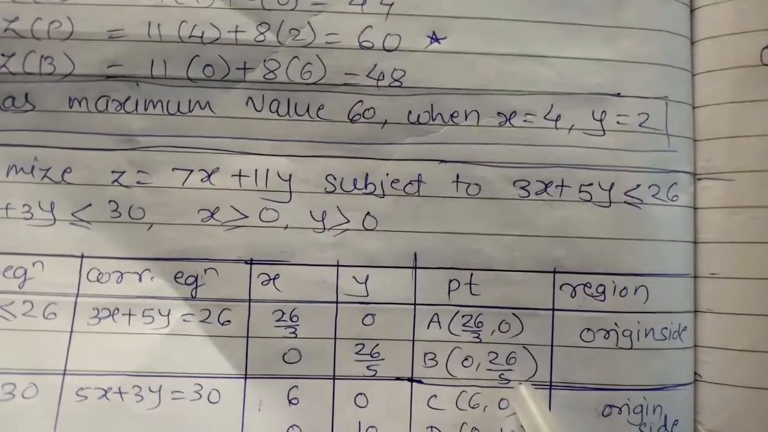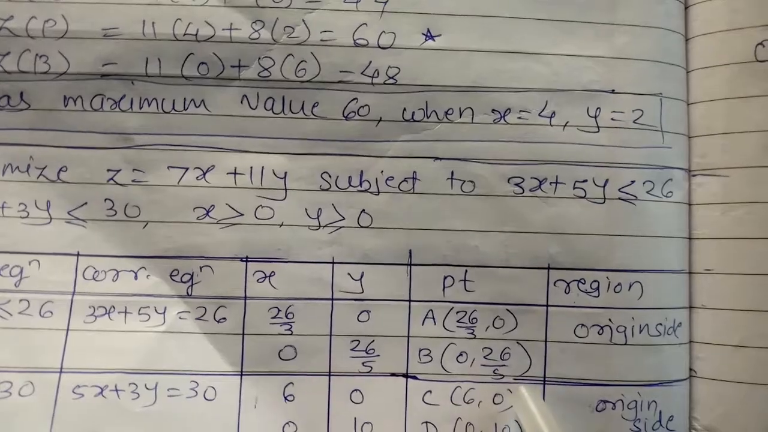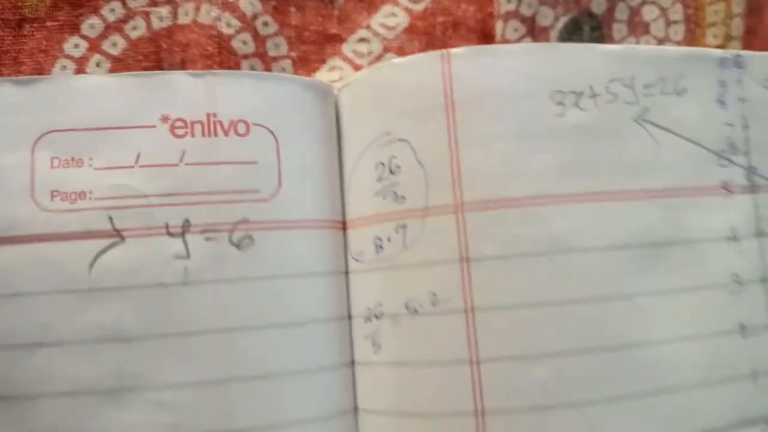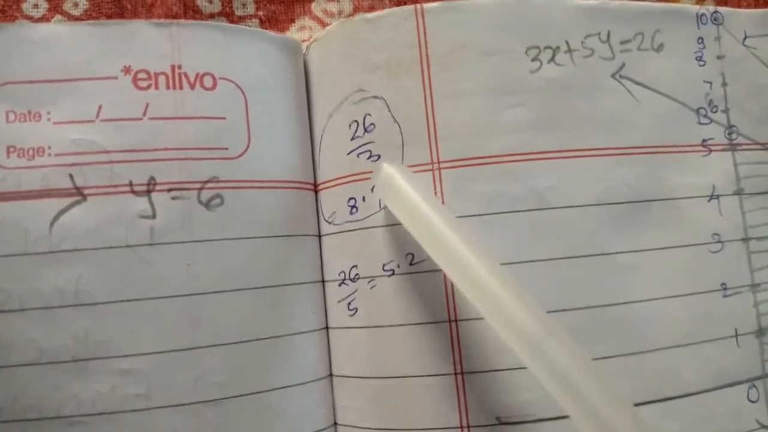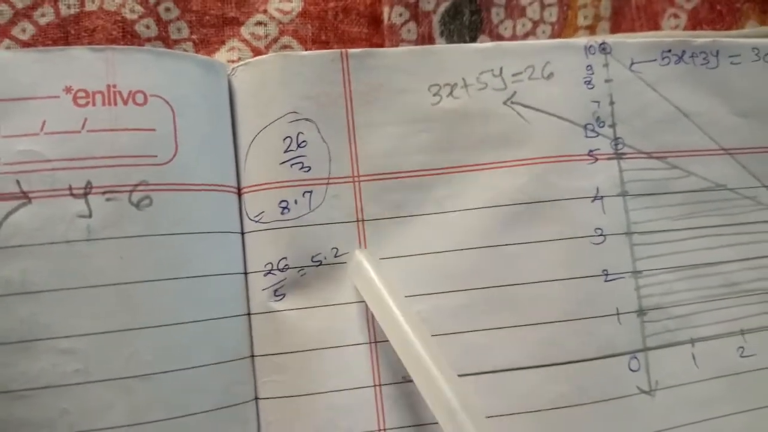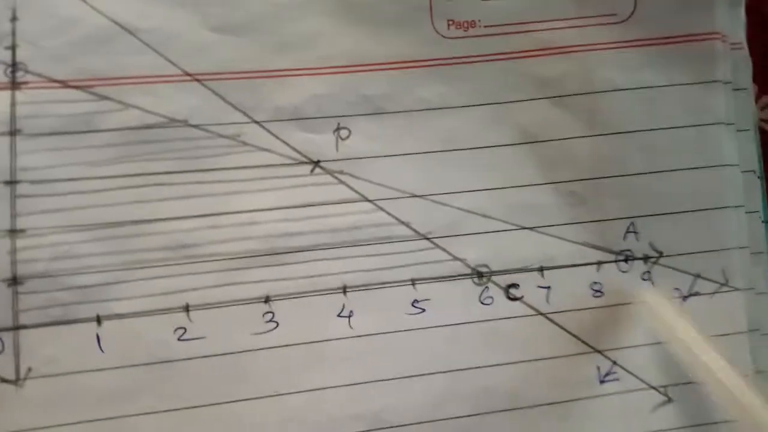Now we are going to draw the graph. So see here, my first point is 26 by 3, 0, and the next one is 0, 26 upon 5. So first we have to convert these fractions into decimals. So by dividing 26 by 3 we get approximately 8.7, and 26 by 5 we get 5.2. So these are my two points. So first we have to plot a point, that is 26 by 3, which means here 8.7.